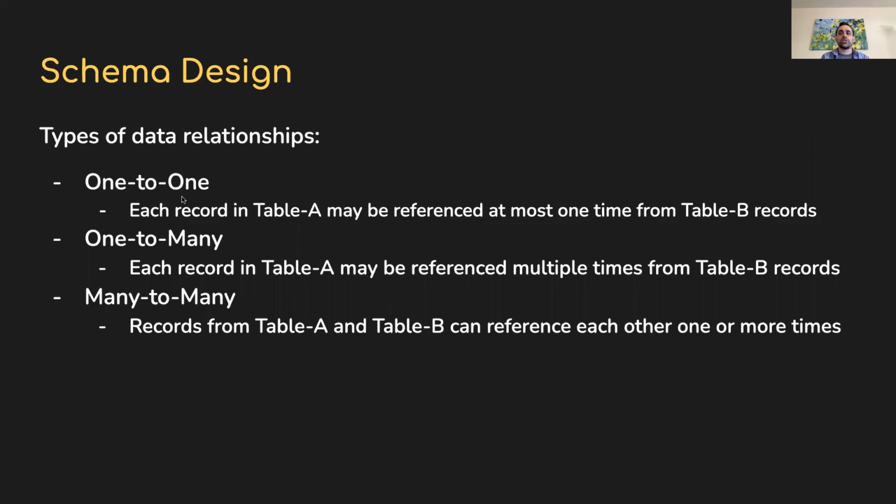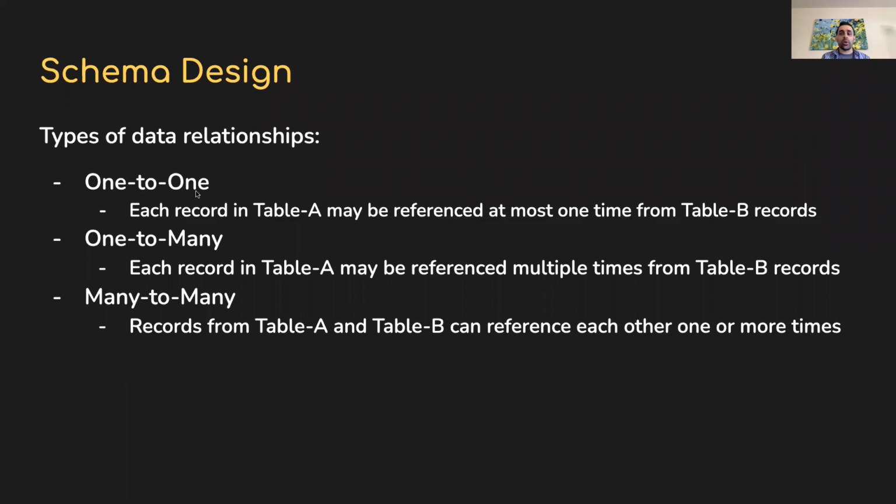A one-to-one relationship means that a record in table A may be referenced at most once, or one and only one time, by a record from table B. So you can never have more than one reference to the same record in table A from a record in table B. Once you refer to one record, that record's kind of used up, and no other record in table B can refer to that record in table A, and vice versa. It's kind of like a one and only one pairing.